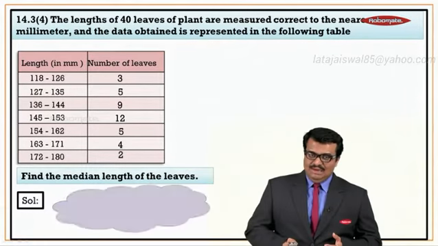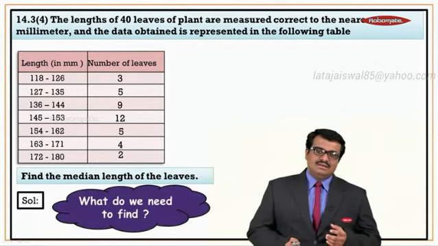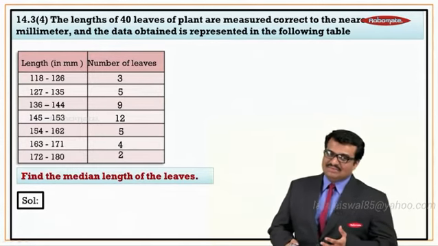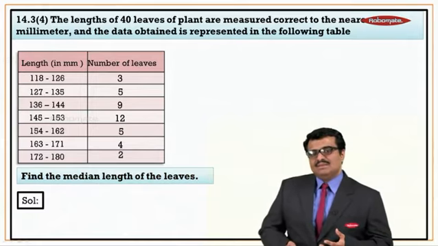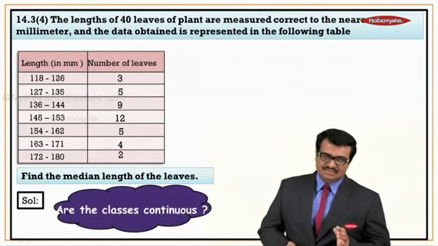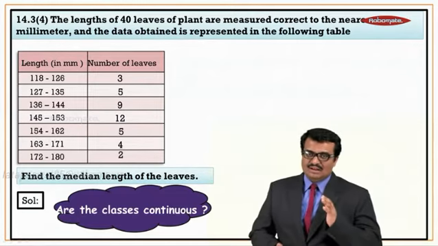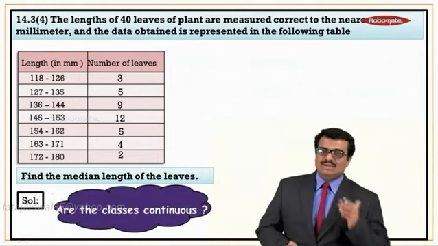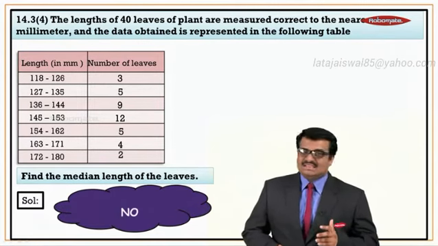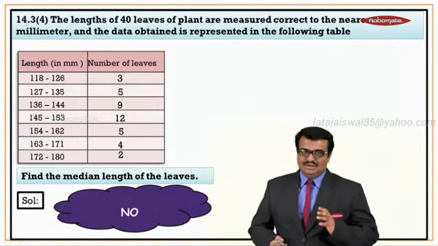Now for finding the median, the very first thing you have to check is: are the classes continuous? The classes given to you are 118 to 126, 127 to 135 and so on. Are the classes continuous? Let us check. The classes are not continuous.